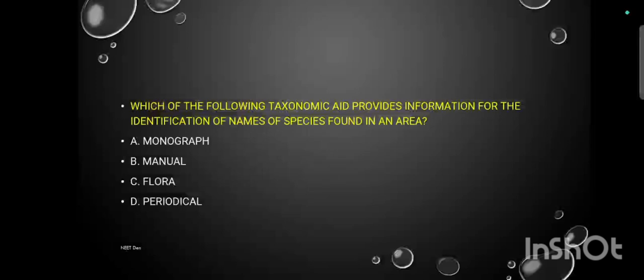Question. Which of the following taxonomic aids provides information for the identification of names of a species found in an area? Options. A, monograph. B, manual. C, flora. D, periodical. The answer is B, manual.